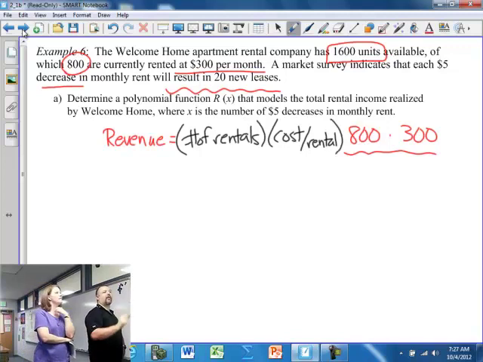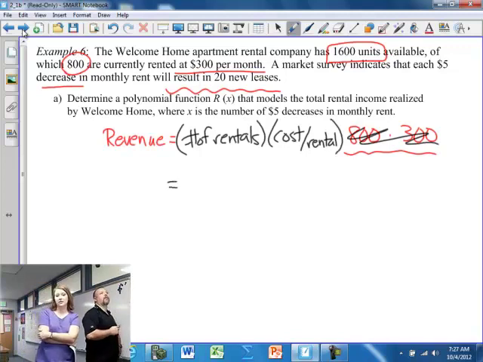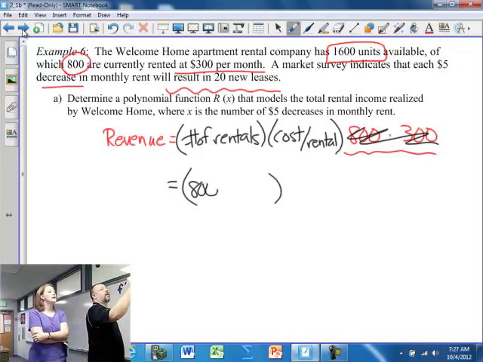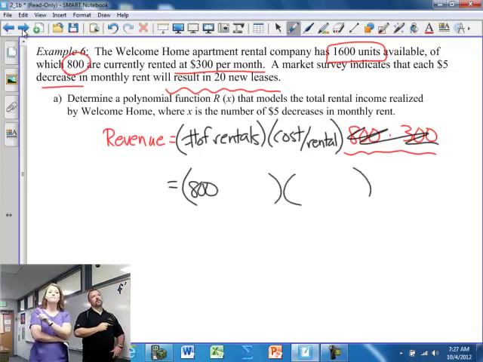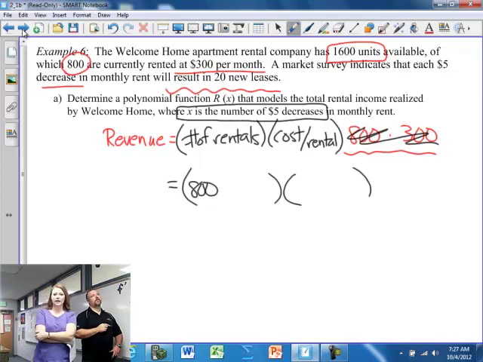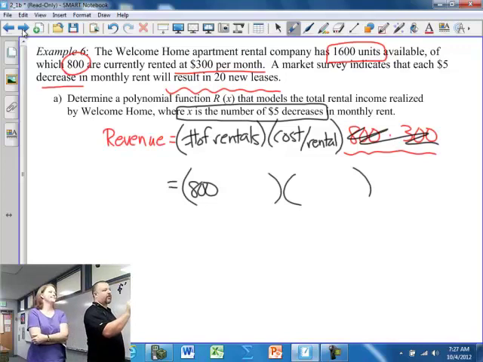Okay, so let's look at these two things separately. If we look at the number of rentals, there are 800 currently rented, and they've already told us that X is the number of $5 decreases. So as the price goes down, more apartments are getting rented, and 20 more leases are getting rented for every $5 decrease. So if I go down one $5 decrease, I get 20 more people. If I do it twice, I get 20 more people twice. So all we have to do is take 20 times X.